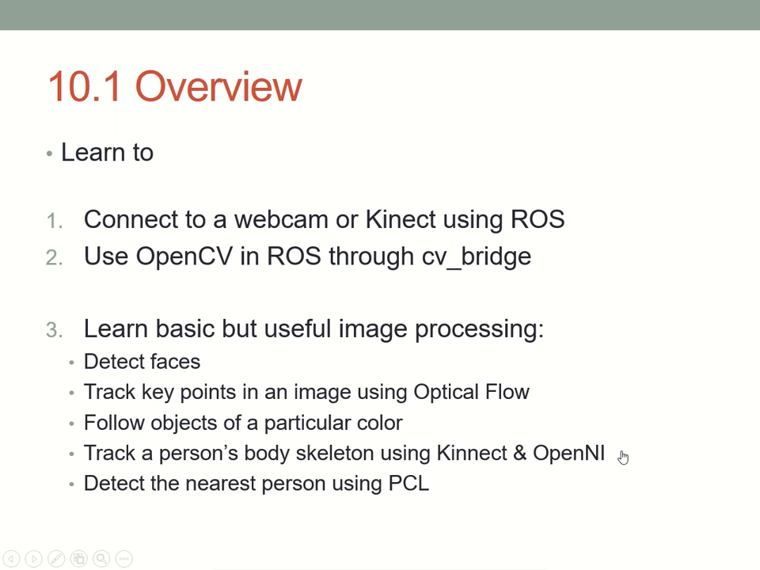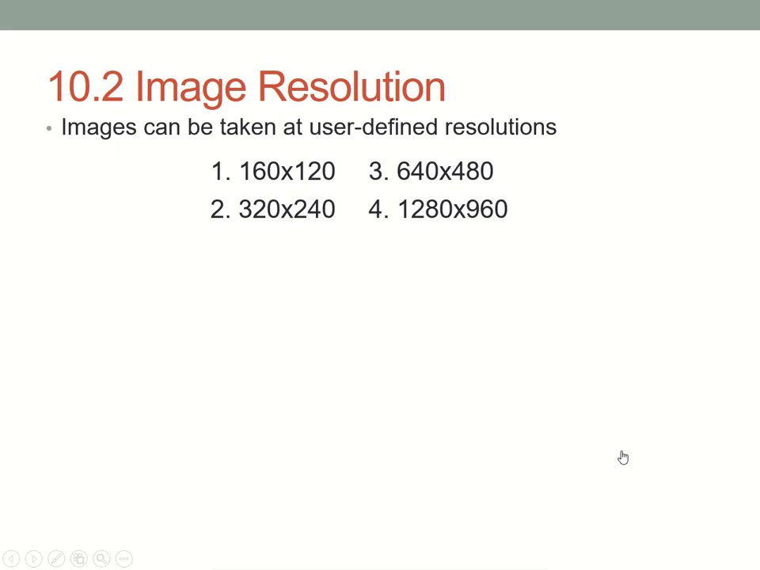And as much as we have time, there's all these examples in code from the book ROS by Example 1: detecting faces, tracking key points, following objects of a particular color, tracking a person's skeleton. We may try to do that maybe next week.